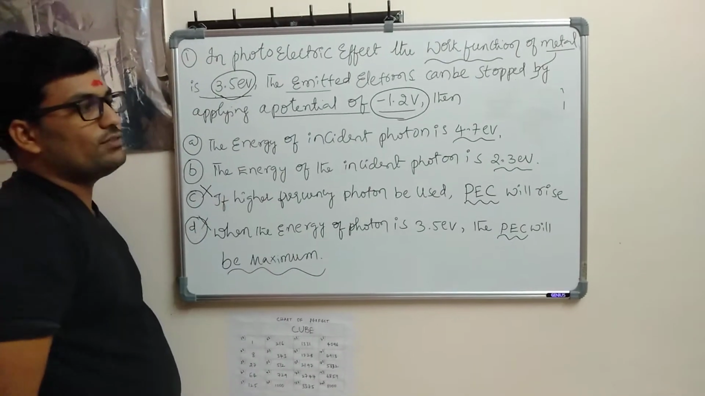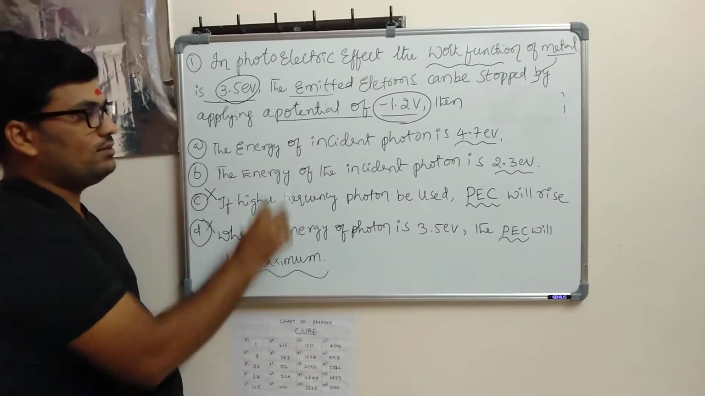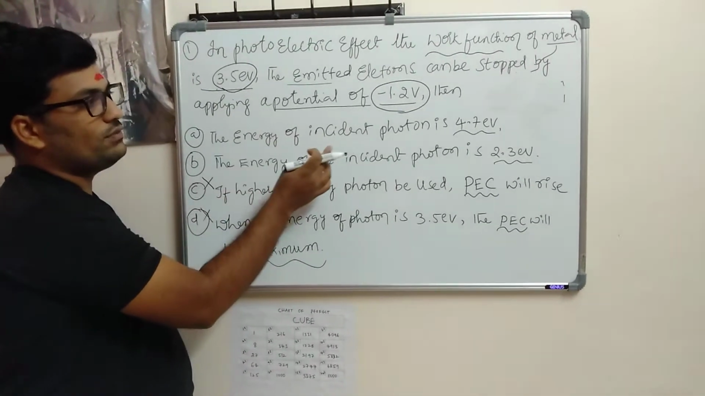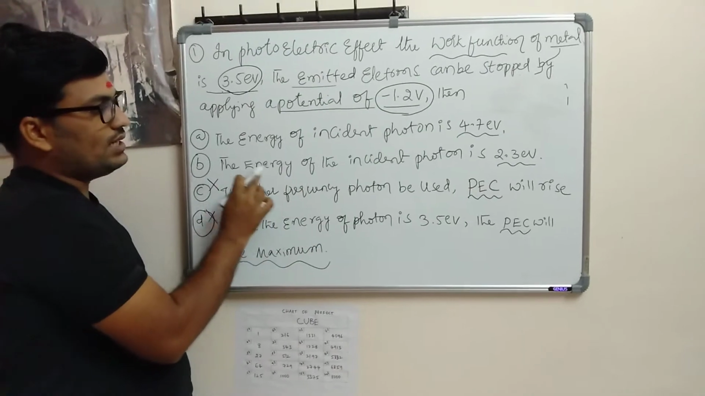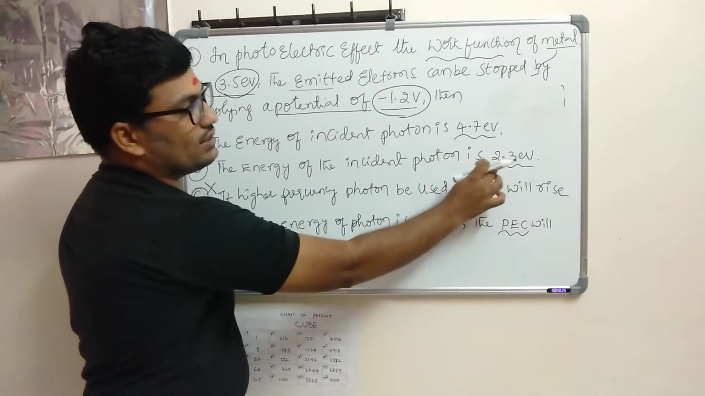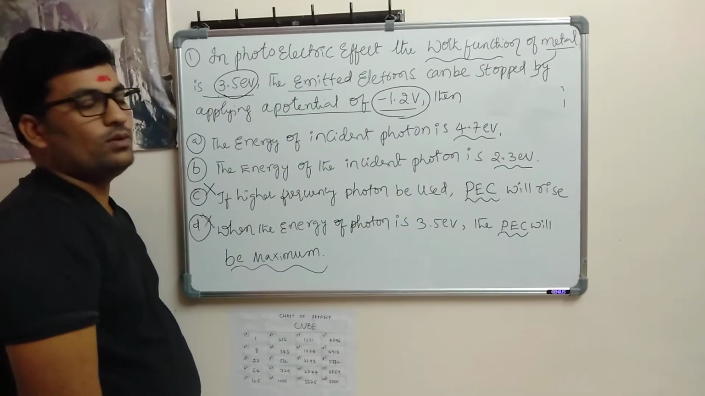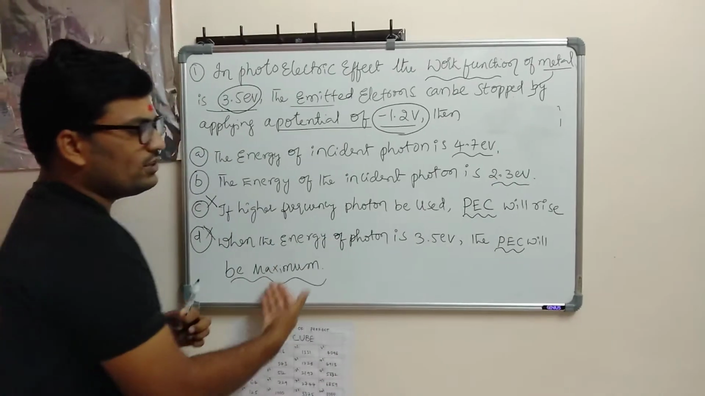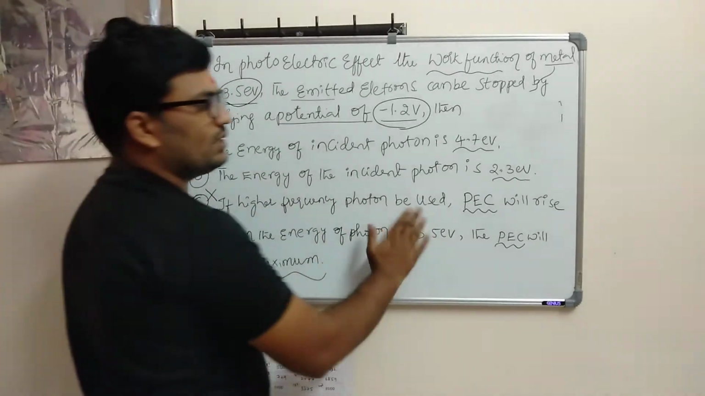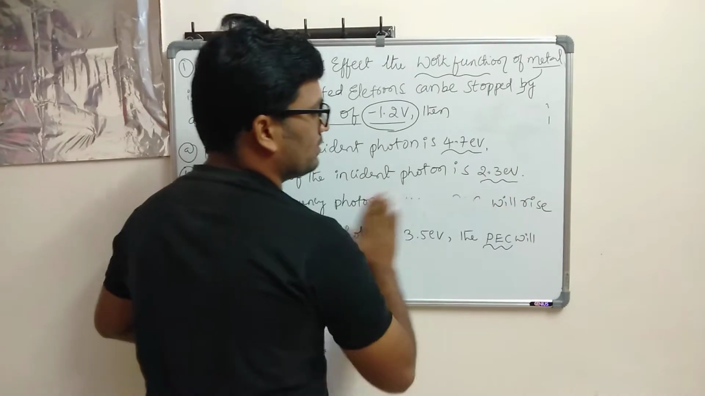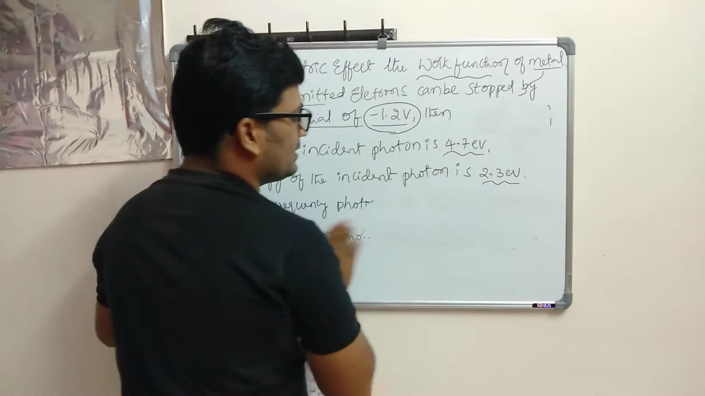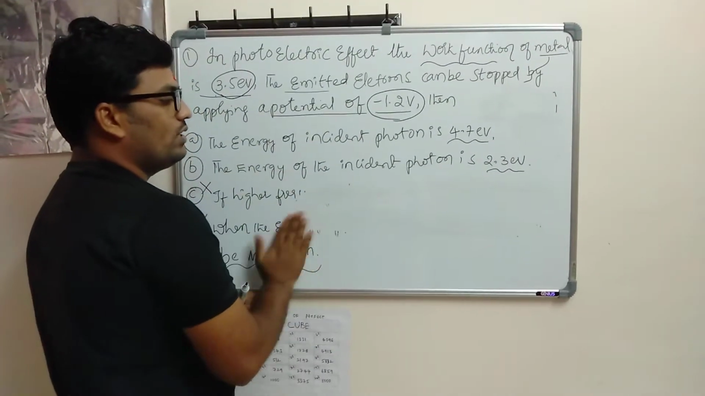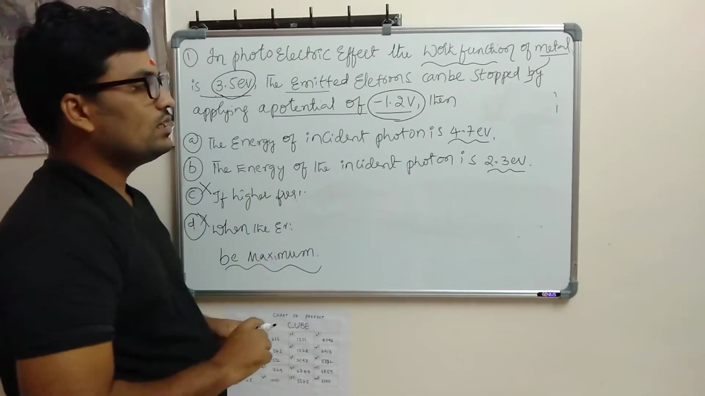So we are left with only two options here: one is the energy of the incident photon is 4.7 electron volt, and the other is the energy of the incident photon is 2.3 electron volt. Now we see. Any of the options I am deleting, there is no need for that option. I am going to remove this option. Okay, I am going to utilize some of the board from here. So here what I can see.